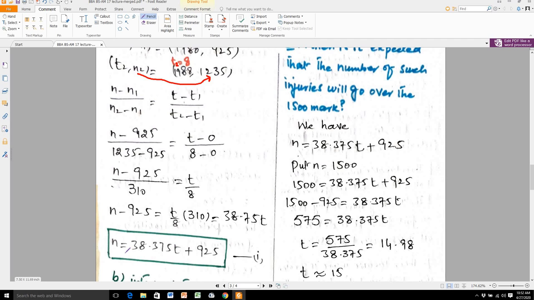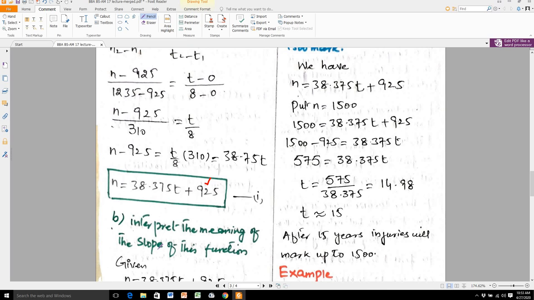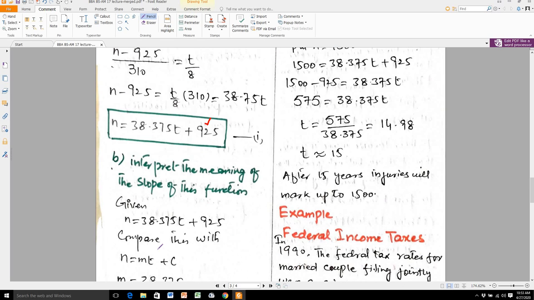What is meant by this equation? This equation shows that initially we have 925 injuries, and with the passage of each year, 38.375 injuries are added each year. So there is an increase. This shows that 38.375 is the increase in injuries each year.